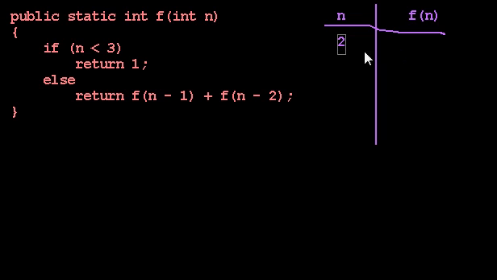F of 2 is 1. That's what it tells me. Let's try something fancier. Let's try higher values of n. It looks from this code that higher values of n will be trickier. So a higher value of n would be 3.